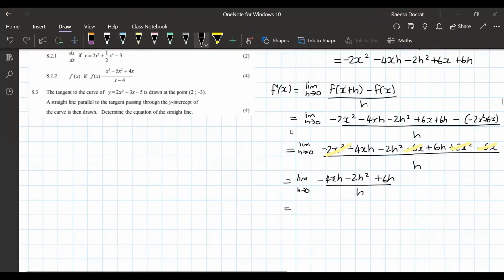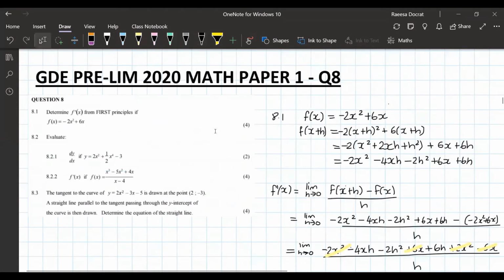Our next step is to factorize by h on the numerator so that we can cancel it out with the one in the denominator. Doing that, we get h times minus 4x minus 2h plus 6, all over h. Now the h's can cancel out, and then we can let h tend to 0, giving us that the derivative is then minus 4x plus 6. This answer you can always check using the derivative formula to make sure that you have got the right answer.